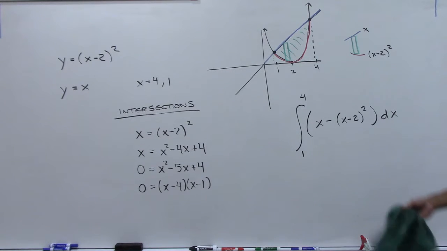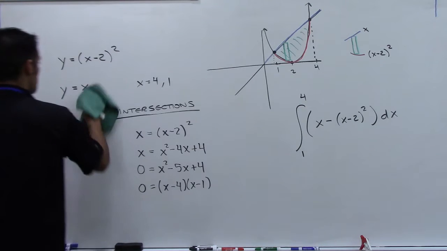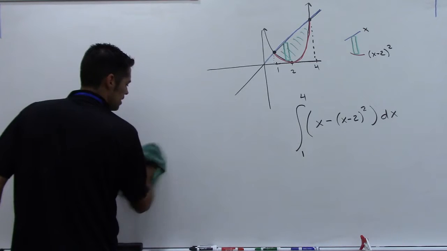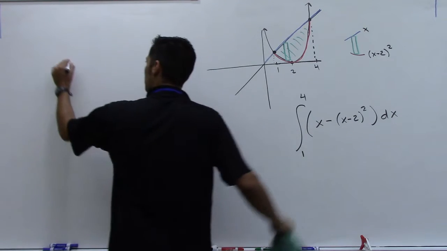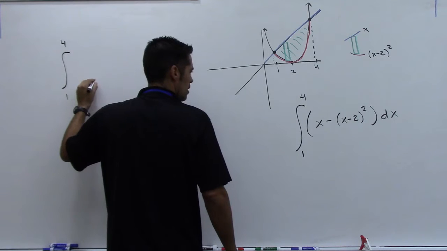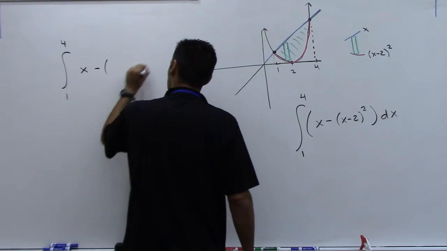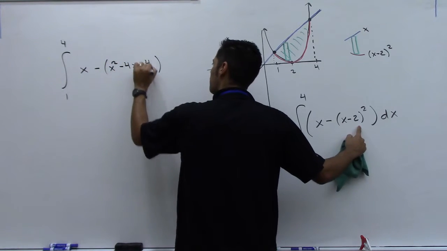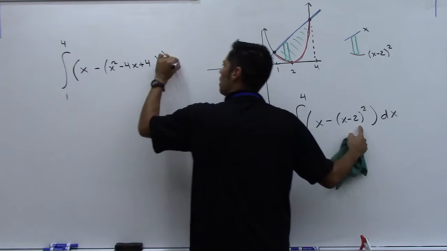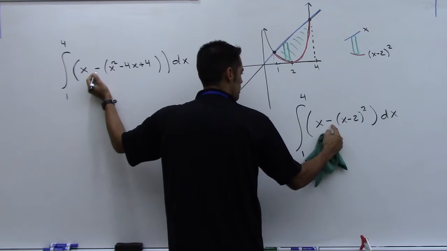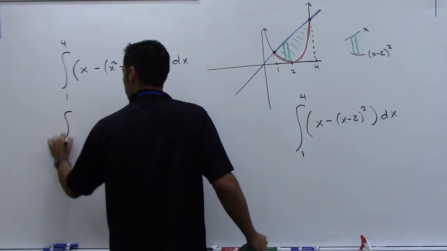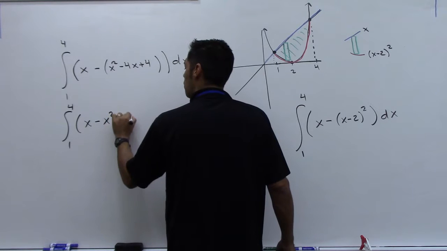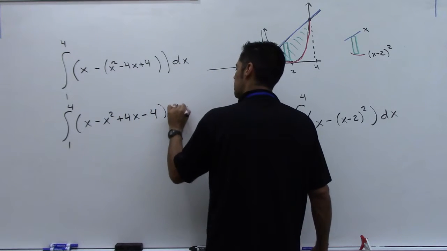So now I need to integrate this. You have a couple of different options on how to integrate that. What I would do, if I were doing this problem, is just expand this out. So I have the integral from 1 to 4 of x minus, now be real careful here, when I expand this out, I get x squared minus 4x plus 4, right? But I have that minus sign in front, so that minus would need to go through to all of these. Integral 1 to 4, x minus x squared plus 4x minus 4 dx.